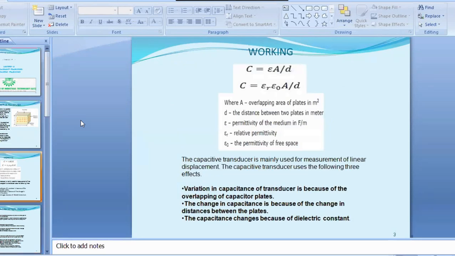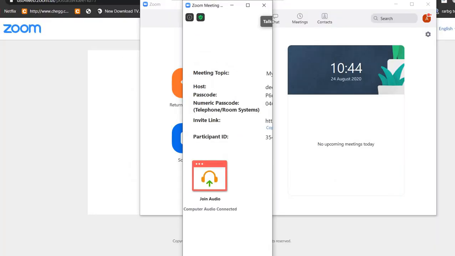And this is the basic working that I have explained already. I hope that all of you have understood. Is it clear to all, the working of capacitive transducers, the differential arrangement? Have all of you understood the basic working? Yes, sir. Okay, so it is your task.